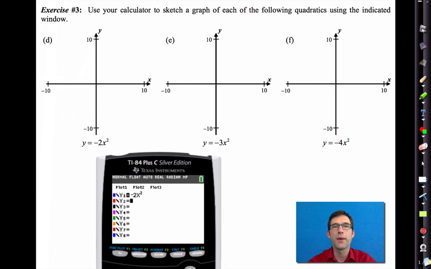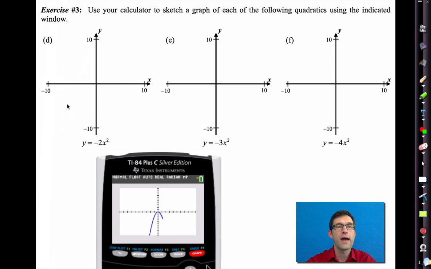All right, the window is all set. I'm not going to even go into my window setting. I'm just going to hit graph. So let's do it. Look what happened. Now, that's going to be like the best parabola I draw today. That's remarkable. Now the parabola opens downward. It still goes through the origin, but it opens downward.